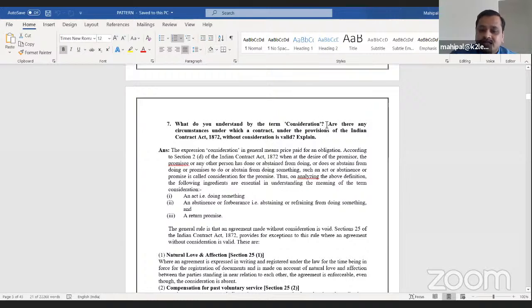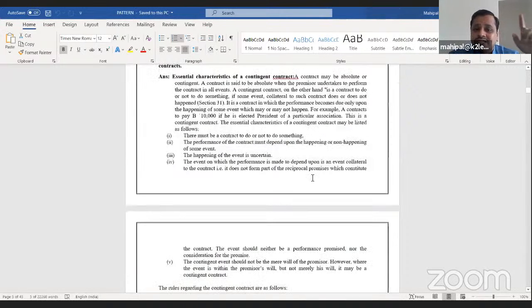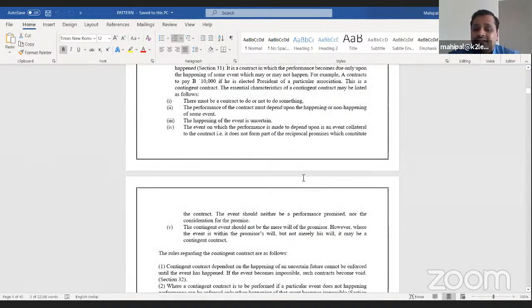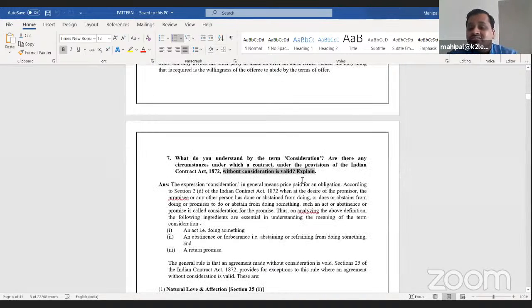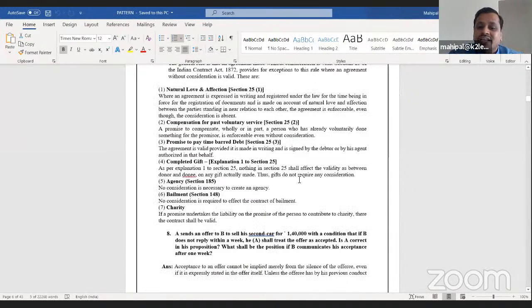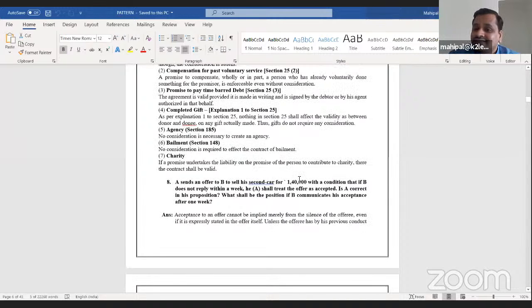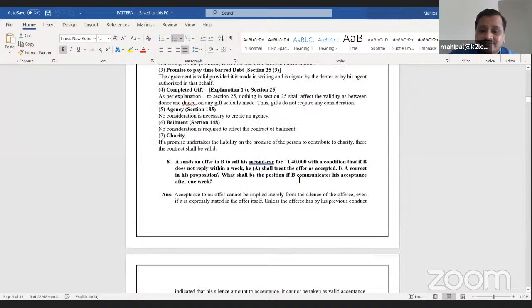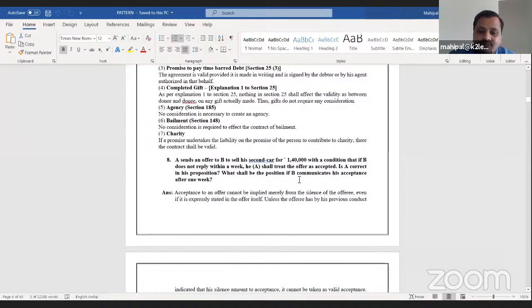What do you understand by the term consideration? What are the circumstances under which a contract without consideration is valid under the Indian Contract Act? Again, look at the question, previous question. No consideration, no contract. They have asked here what is consideration and then they have asked the rules for the exception, natural love and affection. Again, सारी की सारी चीजें यहाँ पे आ रही हैं. Am I clear? Okay. How many of you understood this question?